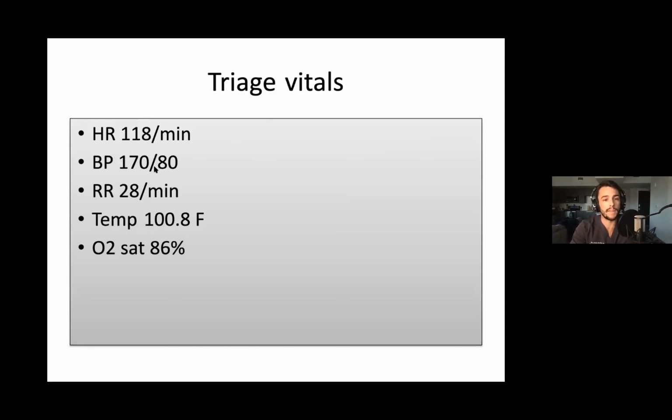Blood pressure, 170 over 80. Normally that's about 120 over 70, 120 over 80. So again, it's too high. So something's off here. Respiratory rate, 28 per minute. Normally we're like 12 resting. So he is working hard to breathe. He's got a very fast respiratory rate.